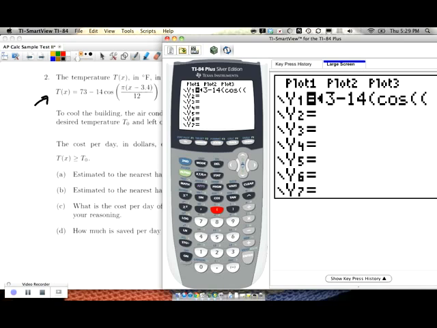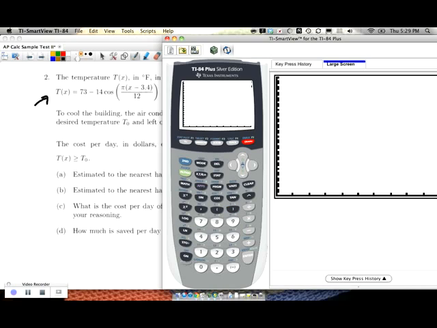In the numerator we have pi times x minus 3.4. Oops, not 3 minus, x minus 3.4. Divided by 12. We're taking the cosine of that. So that should be enough parentheses. Let's see if that works for us.